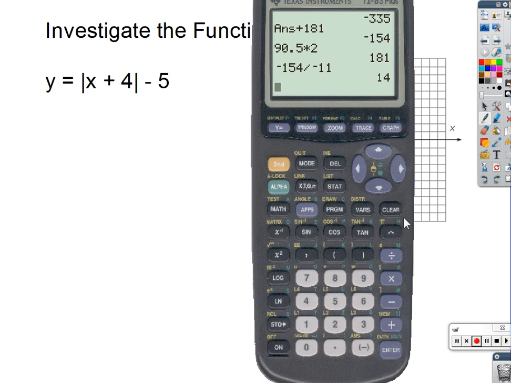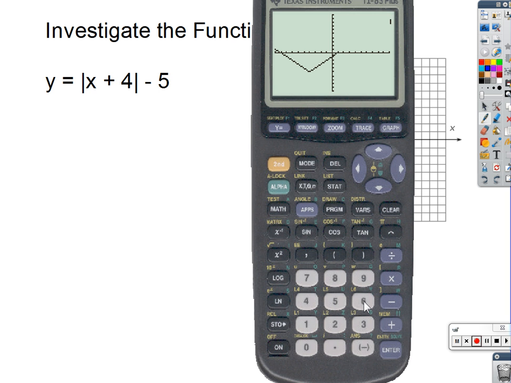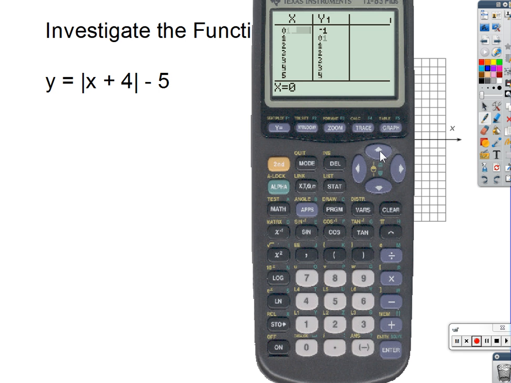So let me show you how to type this in. And if you don't know how to type it in on the test, you can ask. So y equals math number absolute value x plus 4, okay, minus 5. And then I can go ahead and hit graph. And that'll give me my standard window. I can go to my table and get some values to plug in.